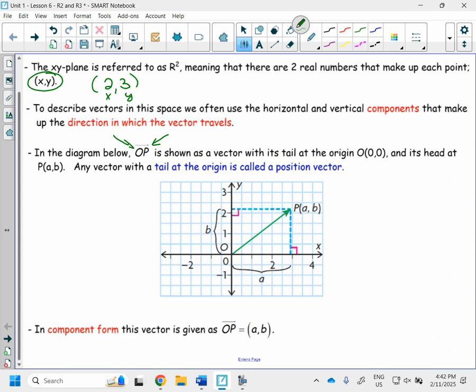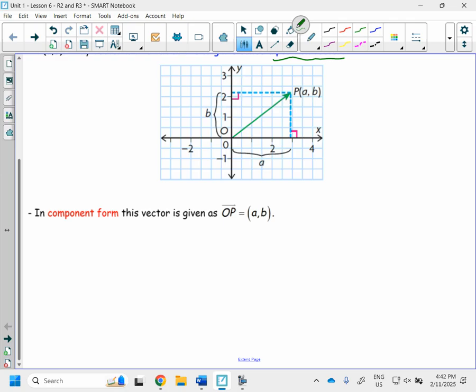Anytime we talk about a vector at the origin, we call that a position vector, and we can move position vectors around in space. This leads us to our first vector form, component form. OP is made up of the components A, your X direction, plus B, your Y direction. It makes your vector addition, or OP.